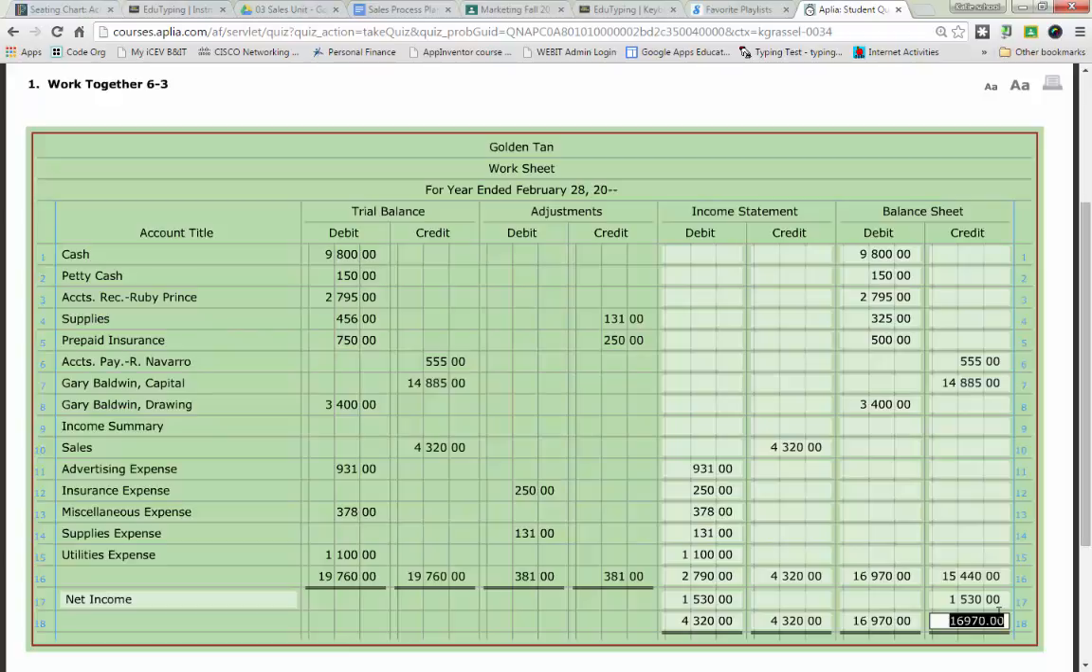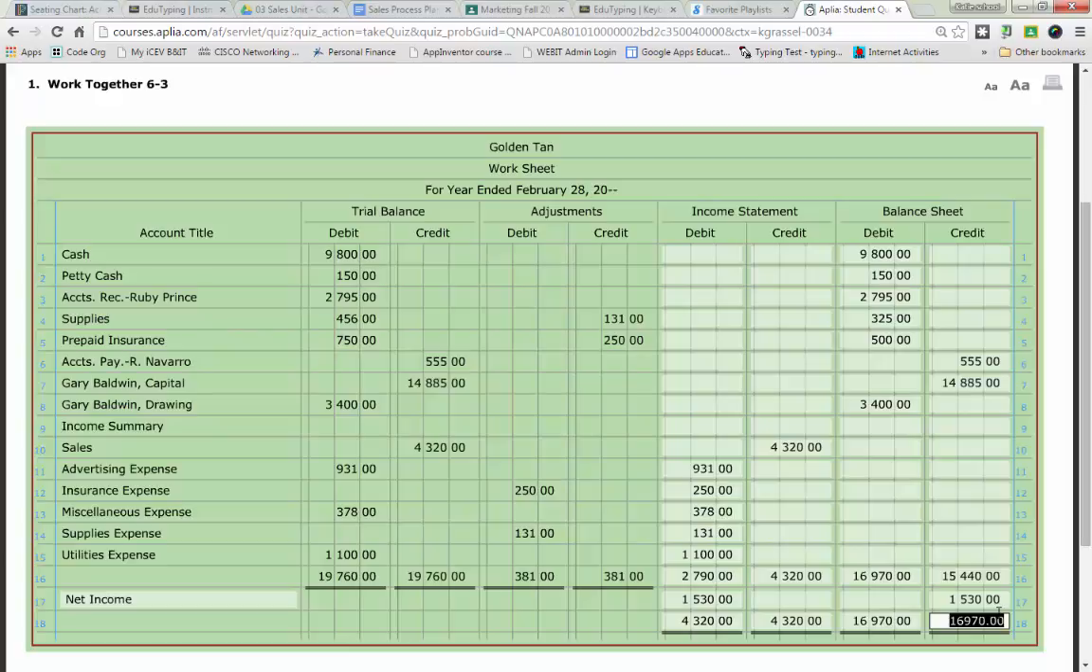How would it change if I had a net loss? Yes. On line 17, I would not say net income. I would say net loss. And these numbers would be in the different columns. I would have a number here on my income statement credit column, and I would have a number on my balance sheet debit column. Does that make a little bit of sense?